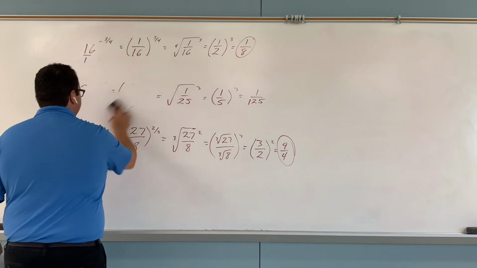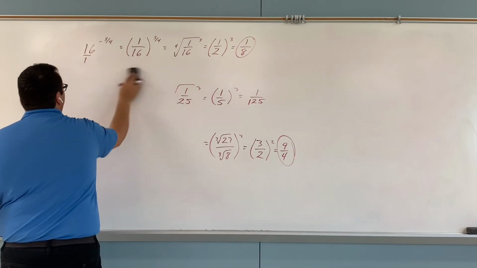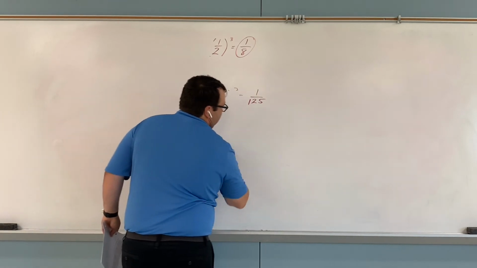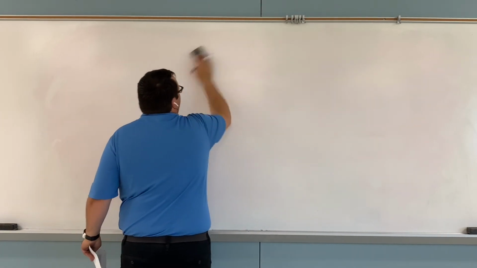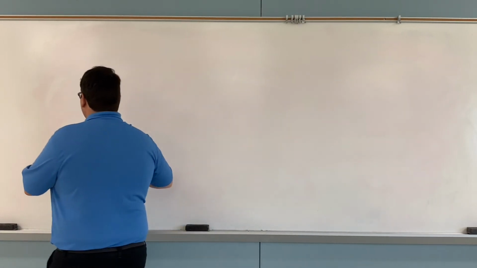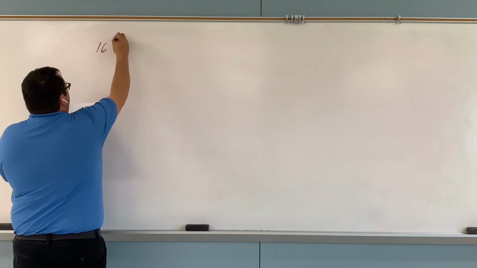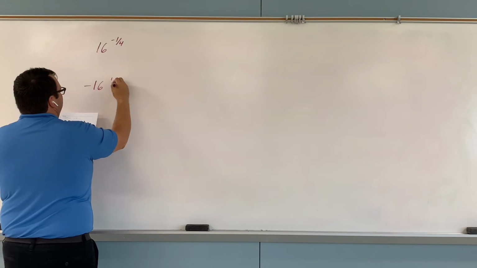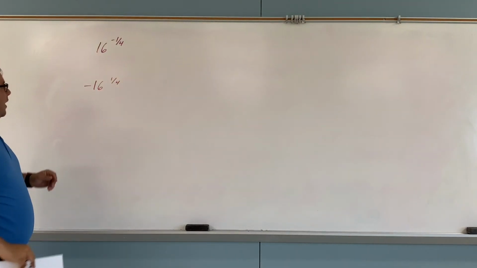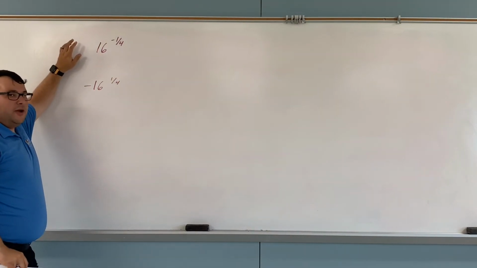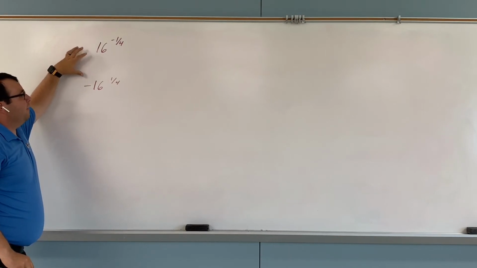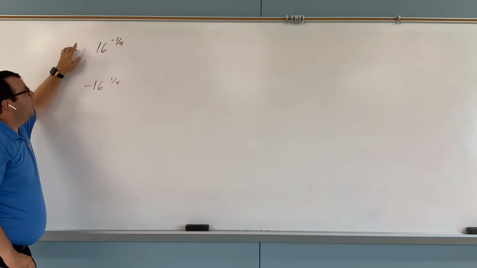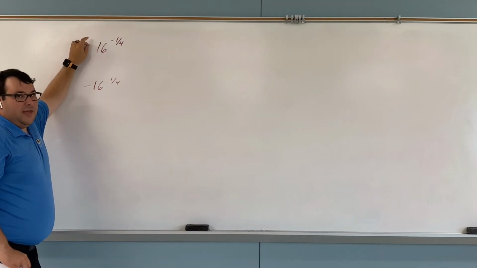Now, let's talk about an example here. I'm going to get some board space because I want it to be very, very clear, and I don't want it to get confused with anything else I have written, because this is a common misconception. Let's say I have 16 to the negative 1/4, and I have negative 16 to the 1/4. Now, in these two problems, they look very, very similar, but the placement of that negative has a very impactful meaning. Here's why.